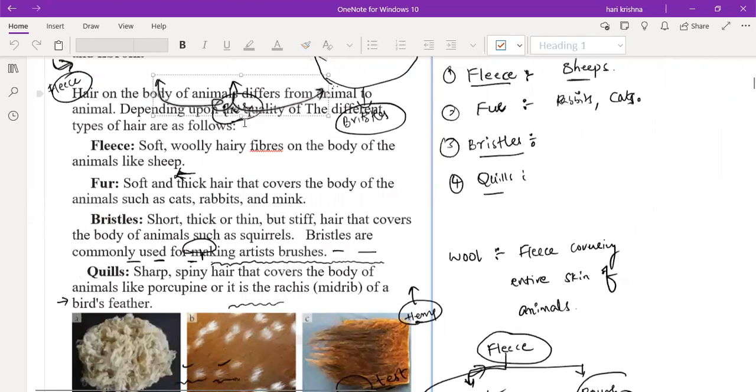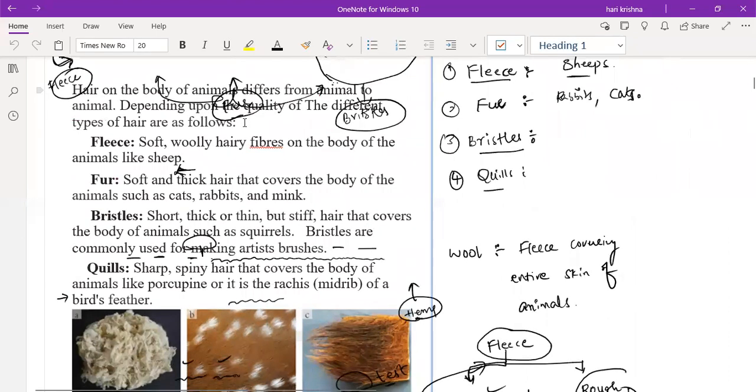Discuss about the... Fiber means what? Which are present on the skin. So if you take different animals, they have different types of hair, so that it will give different fibers. All these hairs of different animals can be classified into four types: fur, bristles, the quills.